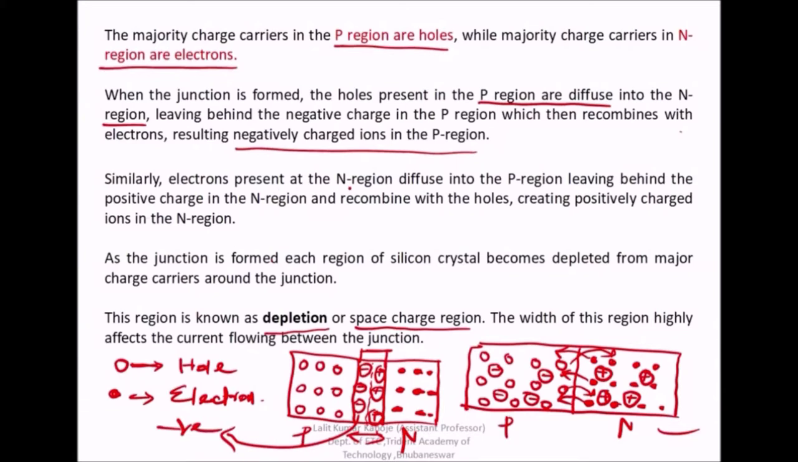Now similarly, electrons present at the n region diffuse towards the p region, leaving behind the positive charge in the n region, and recombine with the holes, creating positively charged ions. You can see these are my positively charged ions. As the junction is formed, each region of silicon crystal becomes depleted of majority charge carriers around the junction. This region is known as the depletion region. So this depletion region has negative charge in the p region and positive charge in the n region.